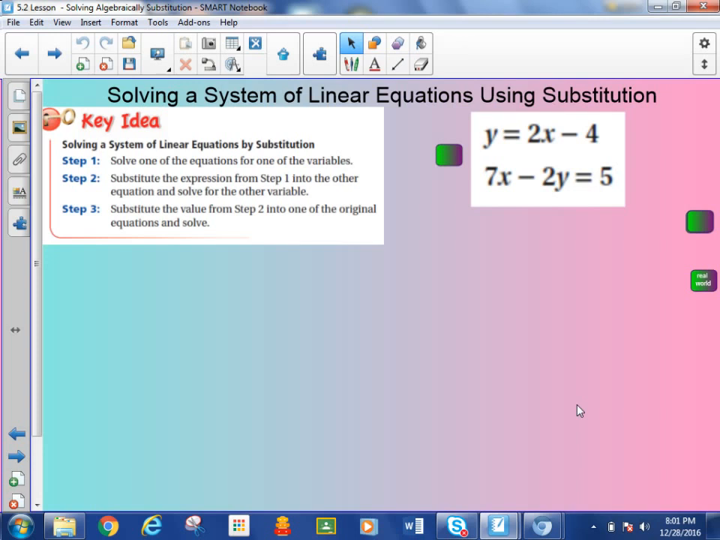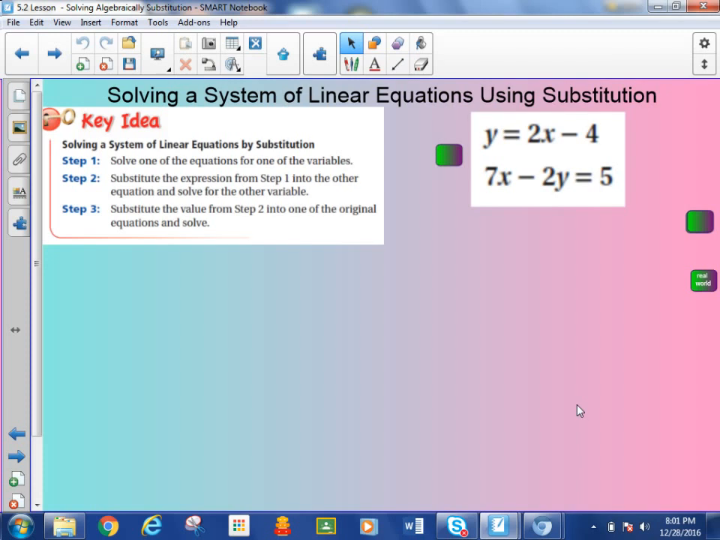In this part of the lesson, we'll be solving a system of linear equations using the following steps. We're going to solve one of the equations for one of the variables, and it doesn't matter if we do x or y. Then we're going to substitute the expression from step one into the other equation. Once we solve for that variable, we will substitute in a second time to find the x and the y.